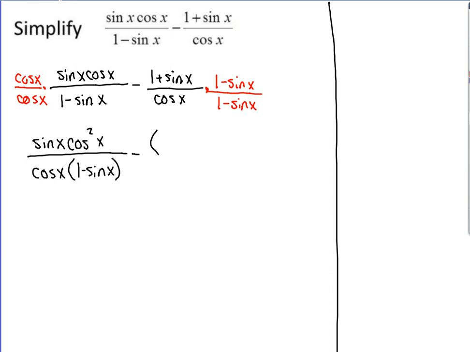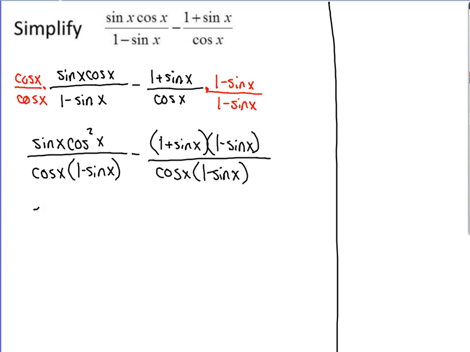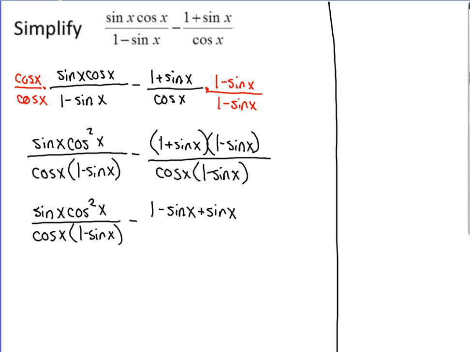On the right, we have 1 plus sine of x times 1 minus sine of x, all over cosine of x times 1 minus sine of x. We're going to leave the one on the left alone here for a second. But on the right, we need to FOIL the numerator. 1 times 1 is going to give me 1 squared, or 1. 1 times negative sine is minus sine of x. On the inside, we have plus sine of x. And last will be negative sine squared of x.